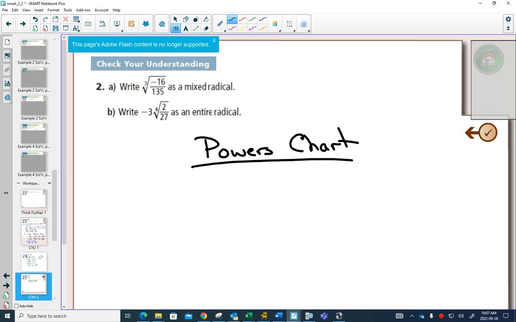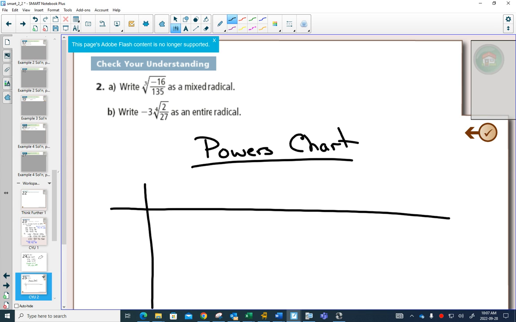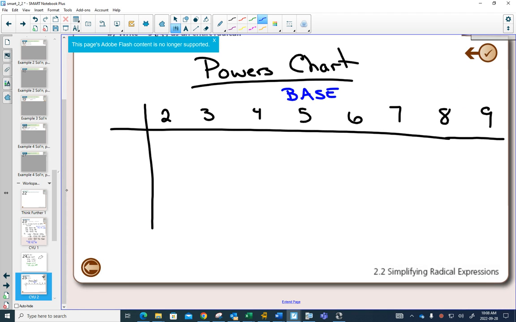And the way it's going to look, it's going to go across like this and down like this. We'll go powers of 2, powers of 3, powers of 4, powers of 5, powers of 6, powers of 7, powers of 8, all the way to 9. And above this one, we'll write, this is the base. And along this side, we'll write the exponent. And we won't do exponents of 1.